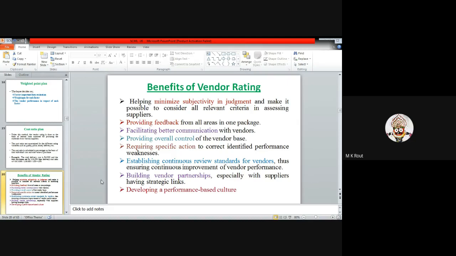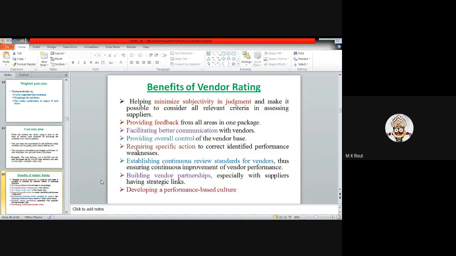The next point is facilitating better communication with vendors. The next point, providing overall control of the vendor base. The next point, requiring specific action to correct identified performance weaknesses. The next benefit is establishing continuous review standards for vendors. That is where companies like Tata, Birla, and even the Adani Group have implemented VDS standards, known as the standard operating procedure for vendor rating. In that rating, they evaluate each and every vendor.